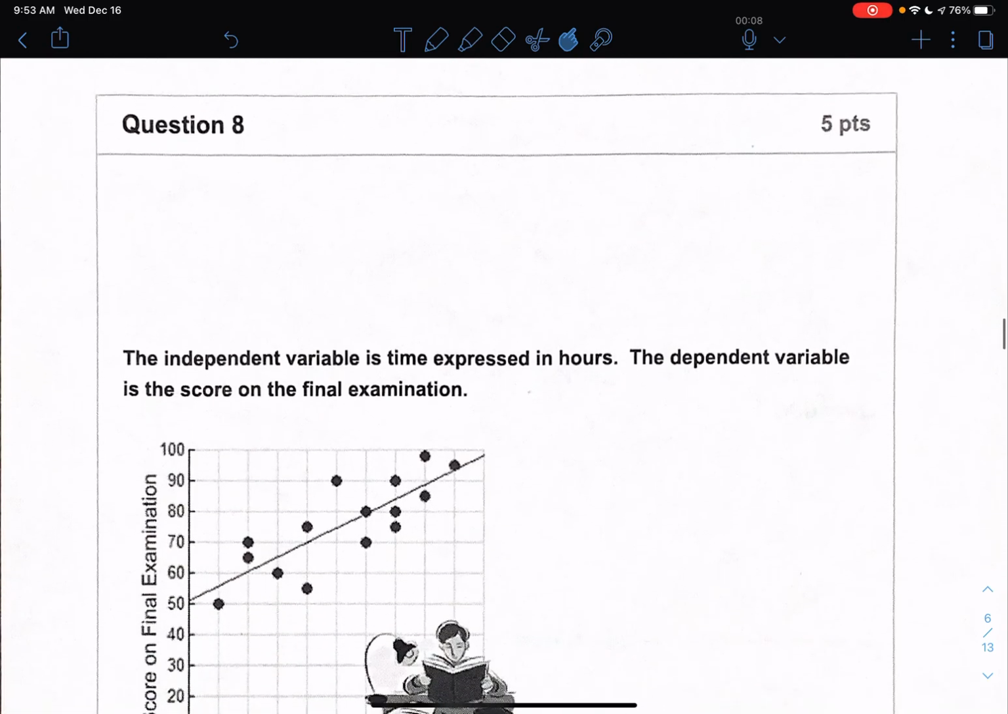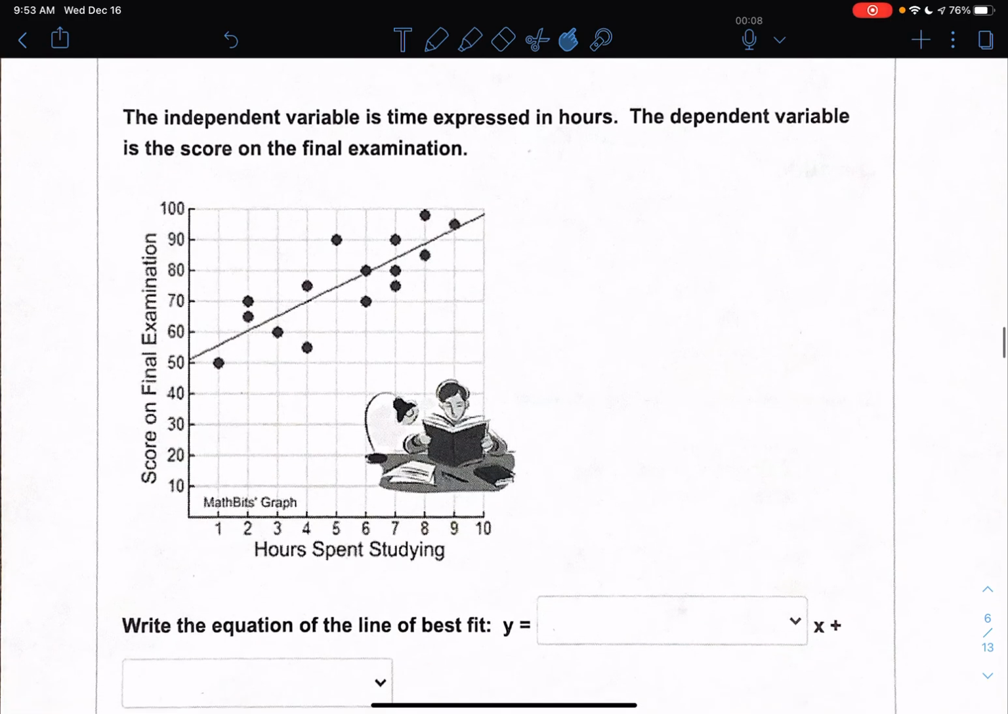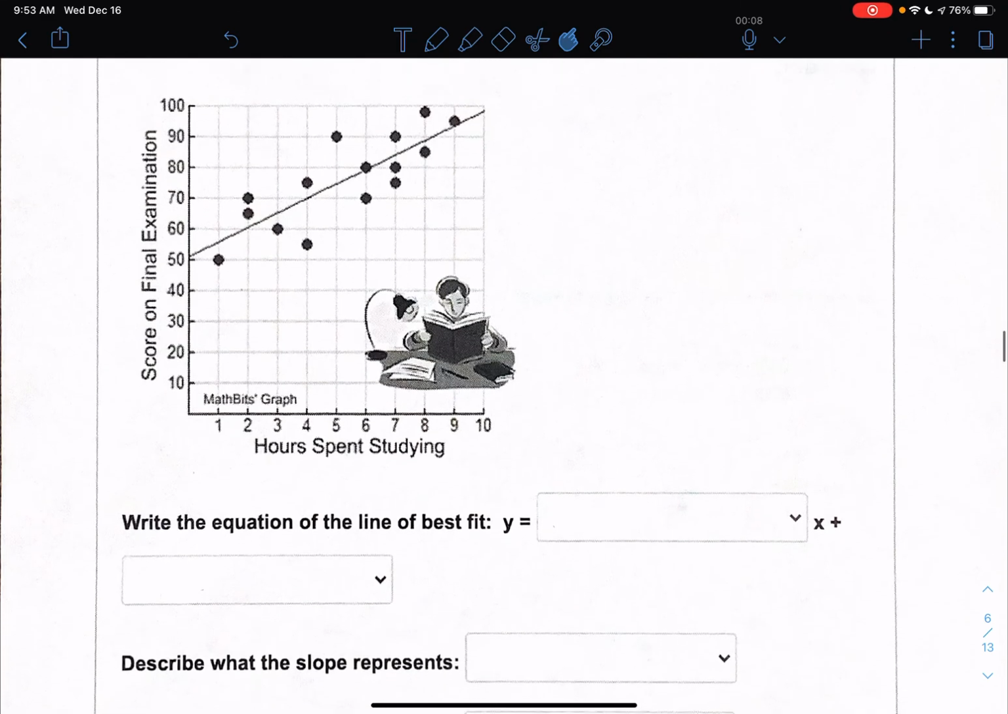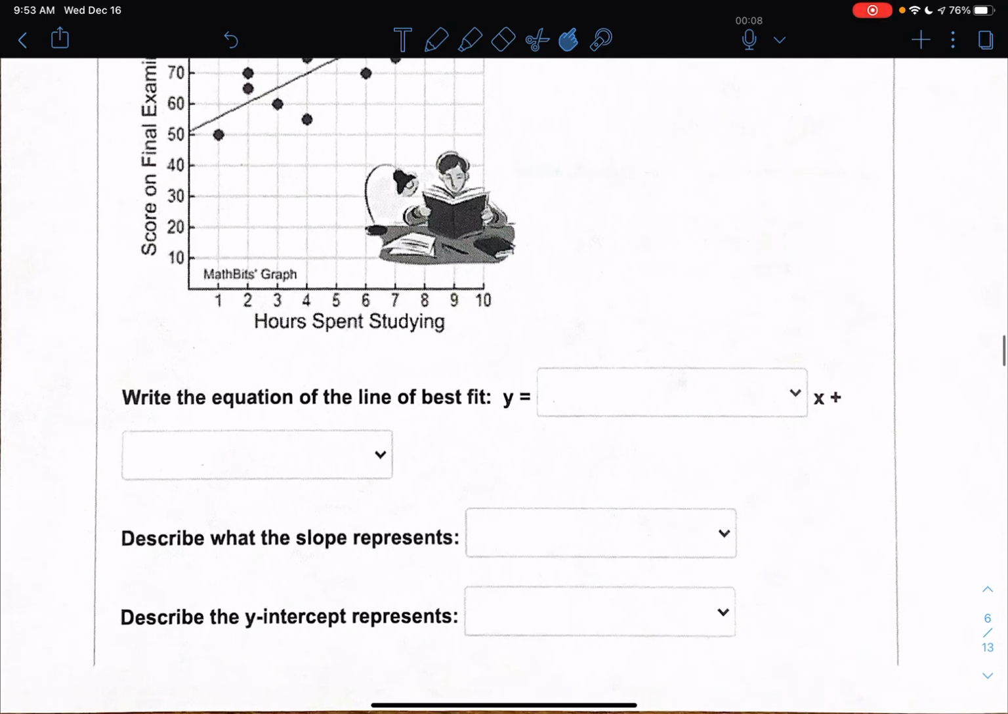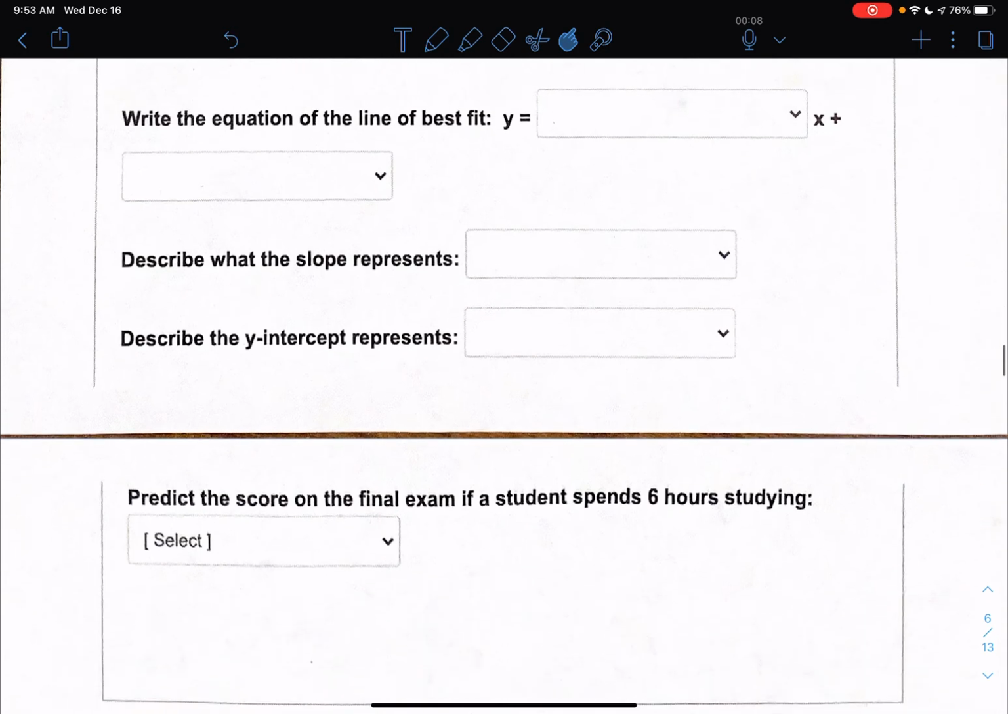All right, and our very last one, it says the independent variable is time expressed in hours, and the dependent variable is the score on the final examination. Okay, so I'm going to write an equation for the line of best fit, describe the slope, describe the y-intercept, and predict the final exam score for 6 hours of study.